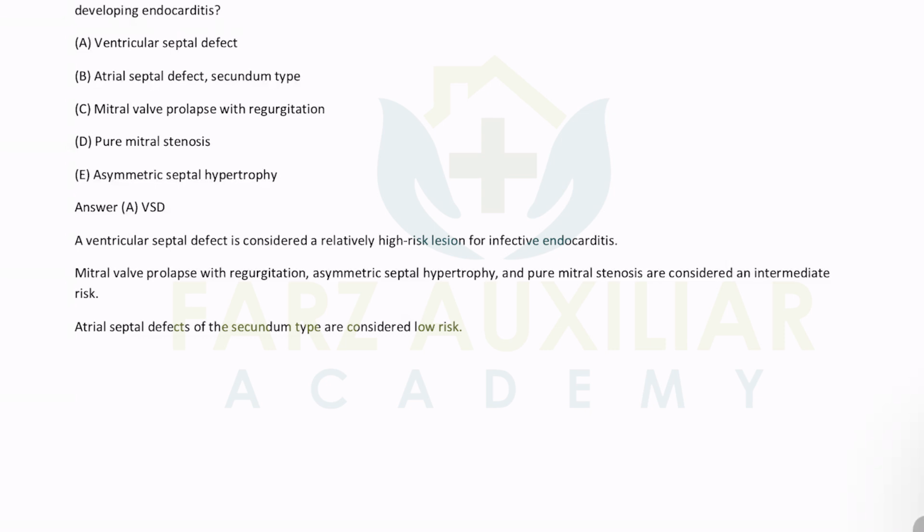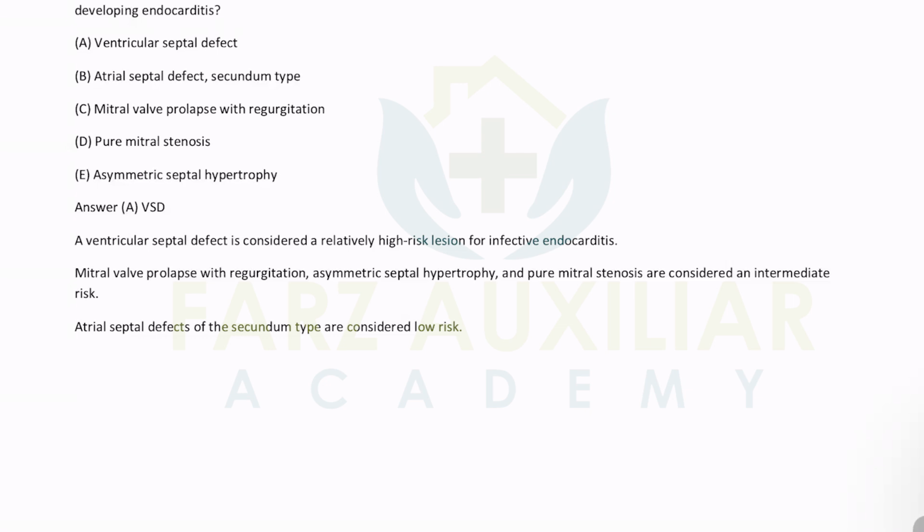So the question is that a 28-year-old man develops viridans group streptococci septicemia. Which of the following cardiac lesions has the highest risk of developing endocarditis? Now, this is a very important question. We all know that congenital heart diseases are prone to develop endocarditis, but which one will have the highest incidence of developing endocarditis is what this question is asking. Is it VSD, ASD secundum type, MVP with regurgitation, pure mitral stenosis, or asymmetrical septal hypertrophy?